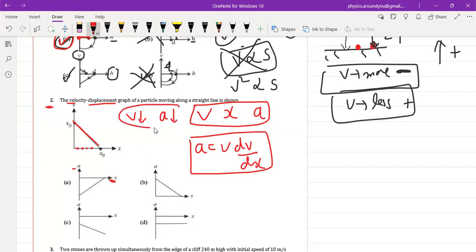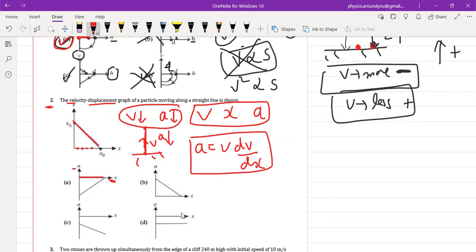Velocity will decrease only if acceleration is negative. What is one such example? You throw a ball upwards. As the ball is climbing up, what would happen to the speed and velocity? They would decrease. Reason: acceleration is negative g, downwards. So whenever velocity is steadily decreasing, it means as I increase x, acceleration should become negative.